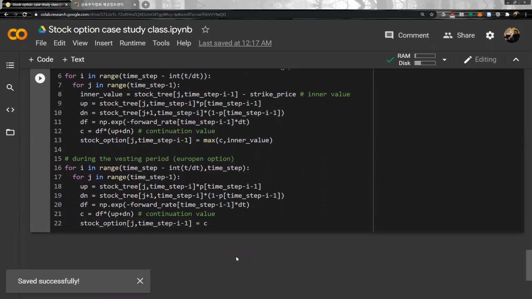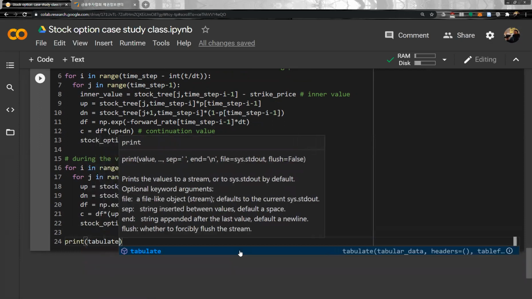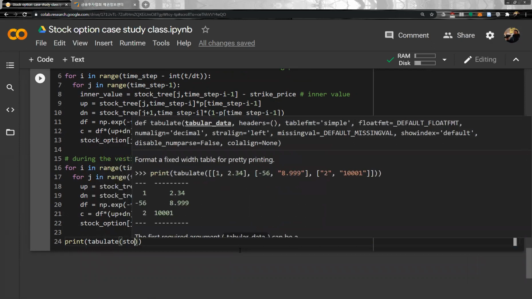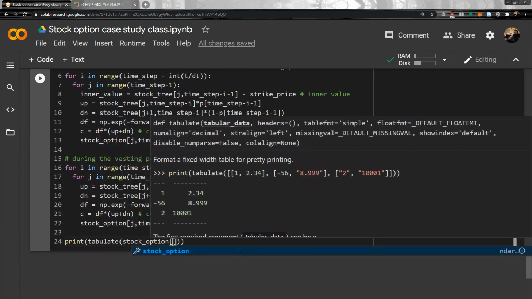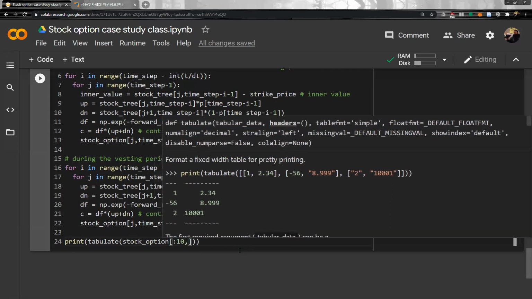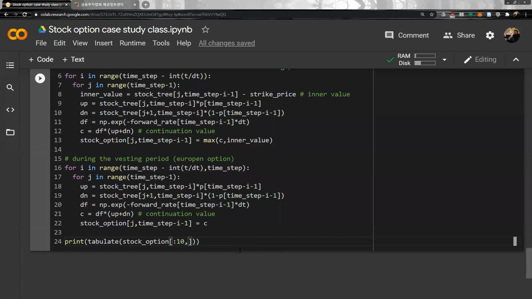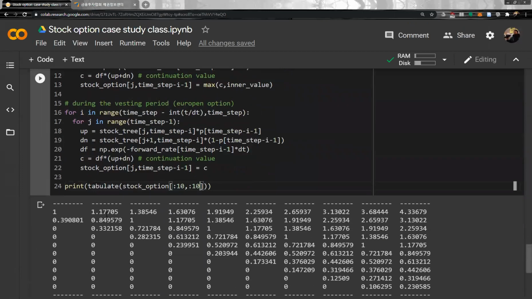Okay, so I think we are almost done. So let me check the tree. Print, tabulate, stock option, and then let me check the first 10 rows. Okay, so it looks like this.